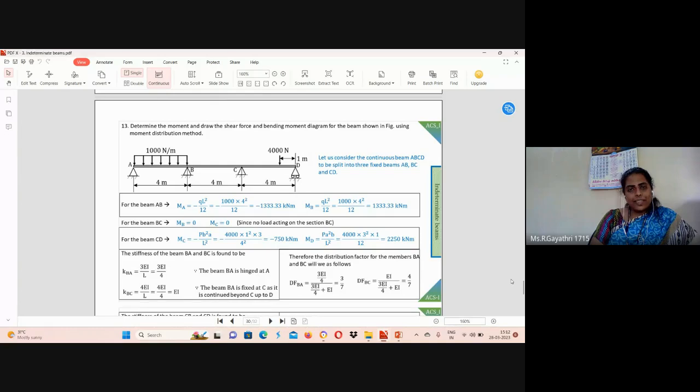Which span is to be considered? You can consider any span, BCD first or ABC first. This won't affect your result. Yesterday, some of you said you were confused by taking BC, C not. You can take any span. This won't affect your answer. You can take ABC or BCD first. You can consider span ABC. You can apply the three moment equation.